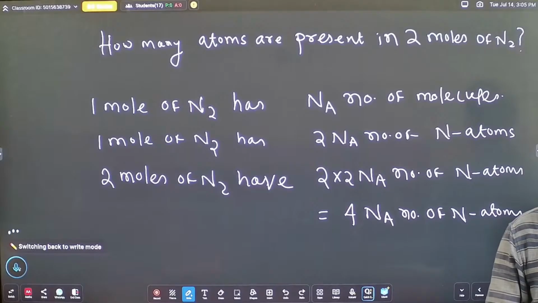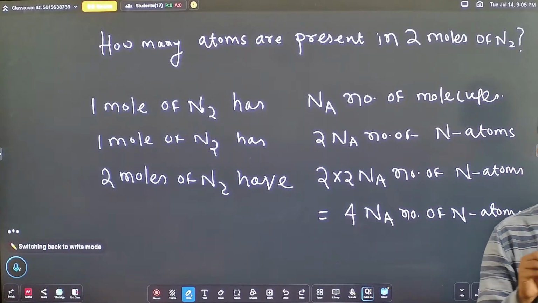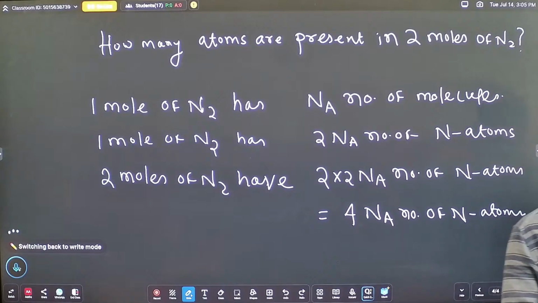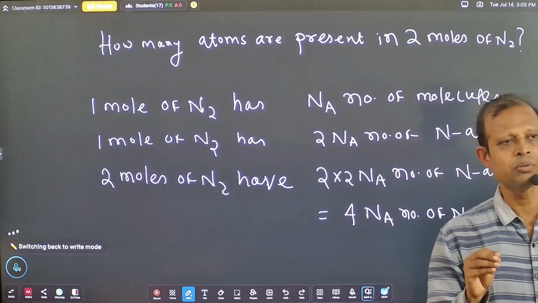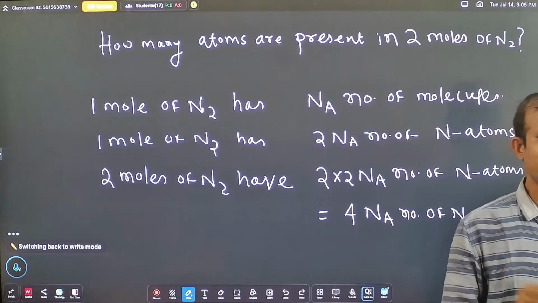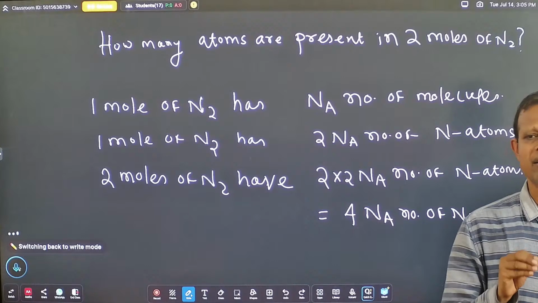Another point you may note down under mole concept. One point is that 1 mole of any substance has how many particles? Na number of particles. Another one is that 1 mole of any substance weighs equal to its atomic mass or molecular mass expressed in gram.